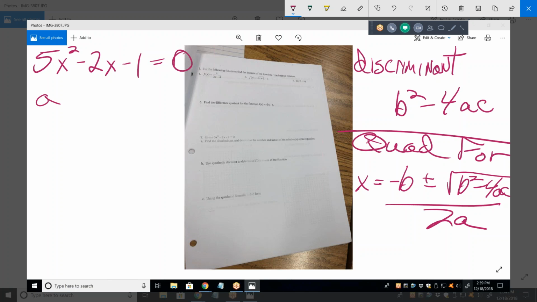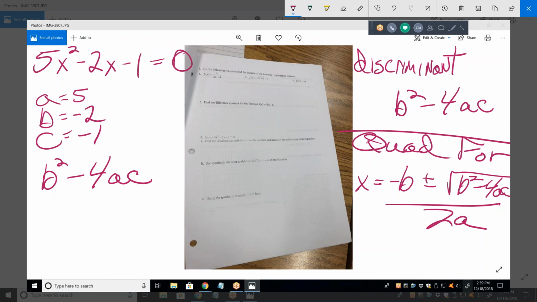Well, in this formula up here, what's a, b, and c? A would be 5. And then B would be -2. And then C would be -1. So tell me what b squared minus 4ac is. It's b squared. So it'd be 5 squared, so 25. B squared. Oh, -2.